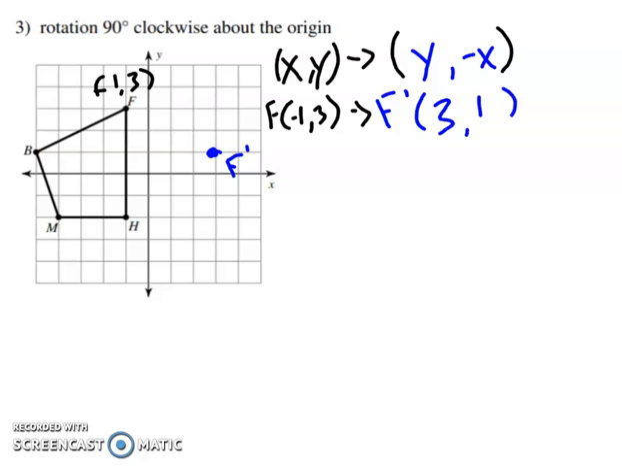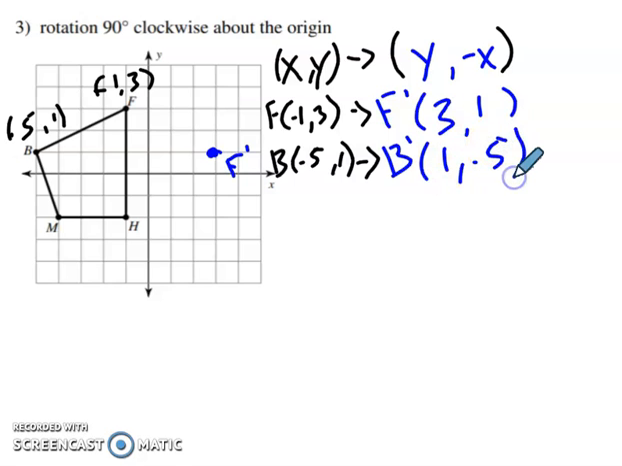Let's go down to B right here. B is negative 5, comma 1. And that's going to turn into B prime. Again, we switch the order around. It was negative 5, comma 1, so now it's going to be 1, comma negative 5. But again, we take the opposite of what our X was. Our X was negative 5, so now it's going to be positive 5. So we graph 1, comma 5. And that's B prime.